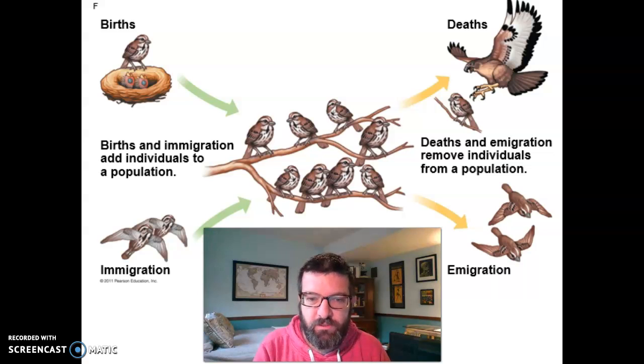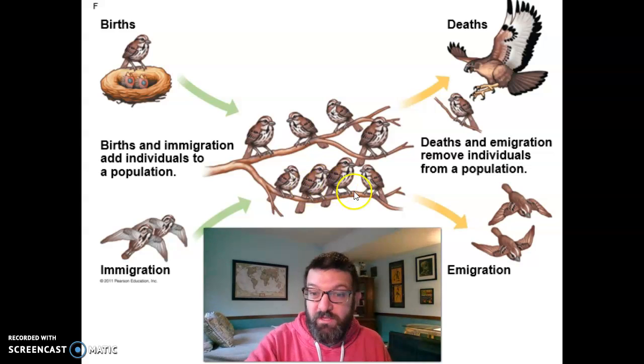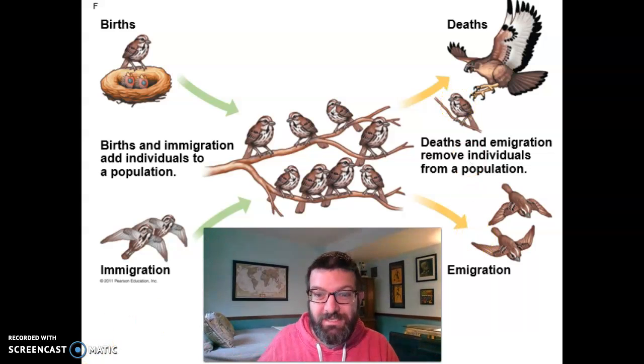So what are those things? Well, essentially births and deaths, right? Births can add individuals, deaths can remove individuals from a population, and also immigration and emigration. And this is individuals coming in from other nearby populations or leaving to go to other nearby populations. So you can add to a population through births and immigration, and deaths and emigration can remove individuals from the population, making it smaller and less dense.